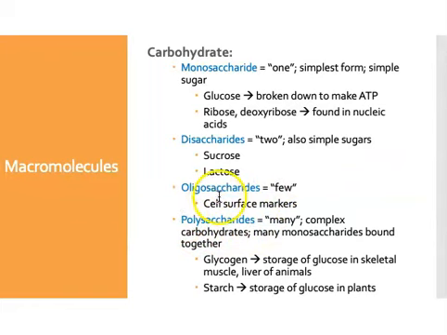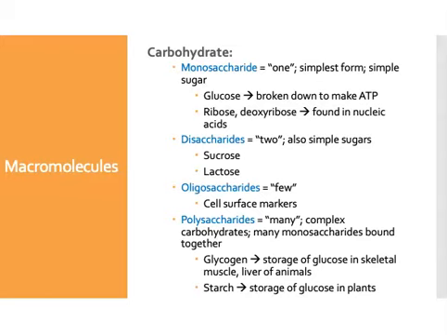Polysaccharide translates as many sugars. So polysaccharides have sometimes tens or even hundreds of individual monosaccharides within them. And each of those monosaccharides is bound to the other with covalent bonds. These are what people often refer to as complex carbohydrates. If you look inside animal cells, one of the most common polysaccharides is called glycogen. Now, glycogen is made up of many, many individual units of glucose, all bound together. So glycogen is a good way for a cell to store glucose. And you find glycogen, for example, in skeletal muscle cells and also in the liver, two places where glycogen is stored in animals.